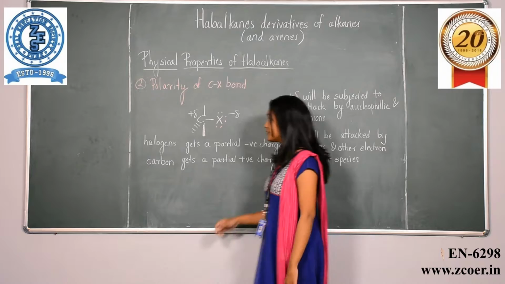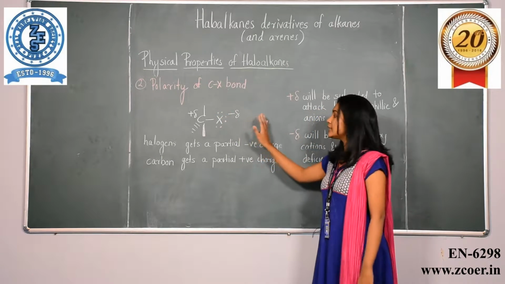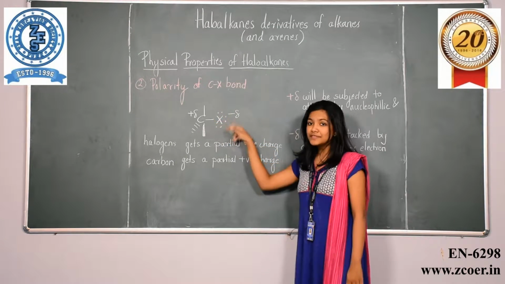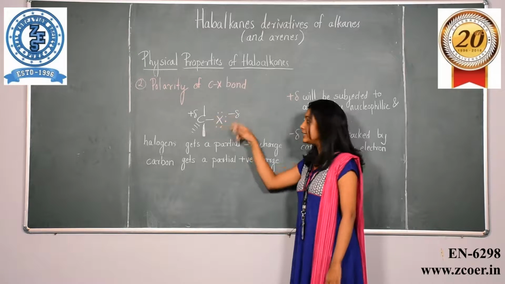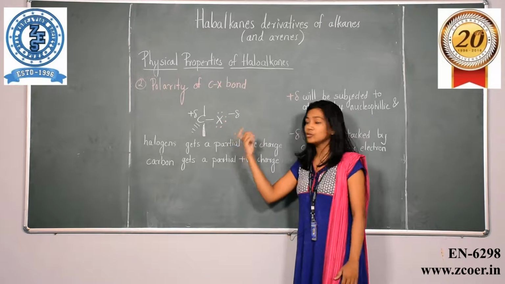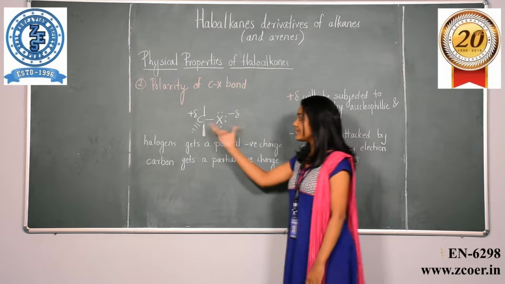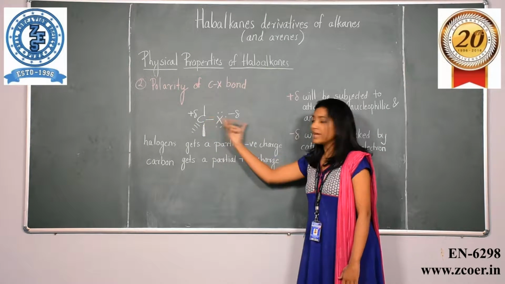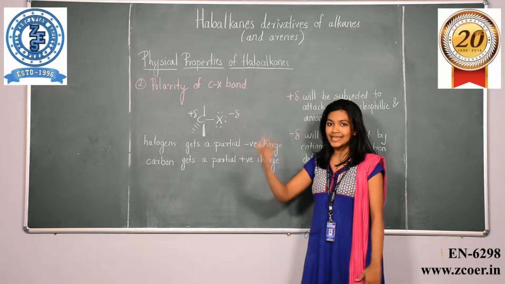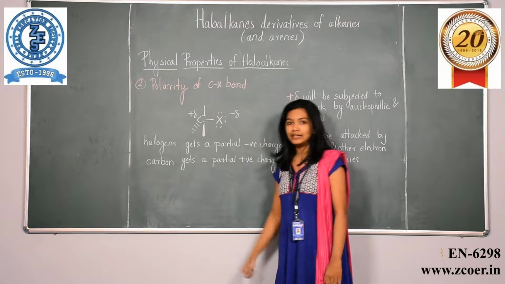Now because of this highly electronegative charge developed on the halogen, we can come to a conclusion that this bond between carbon and halogen, which we call the C-X bond, is highly polarized.